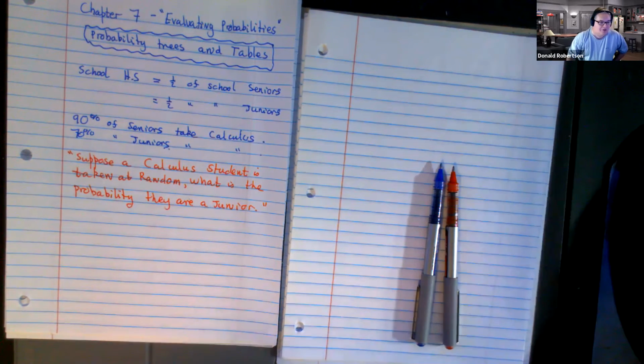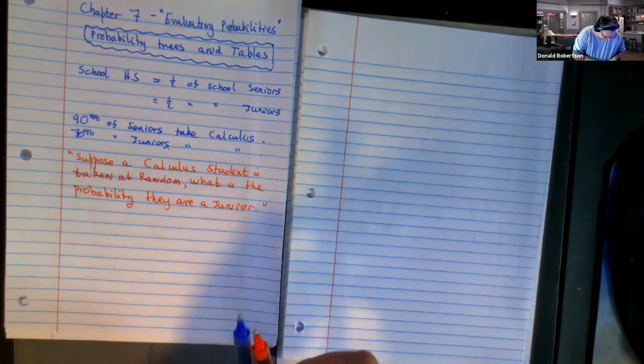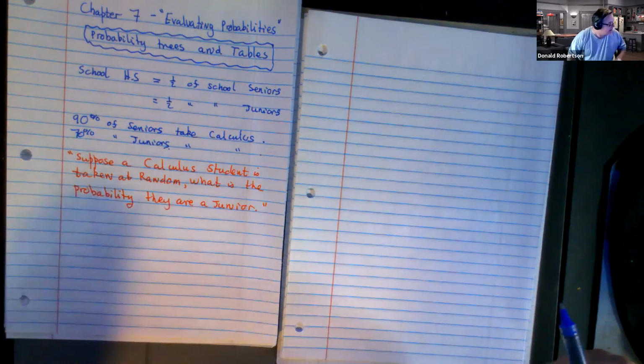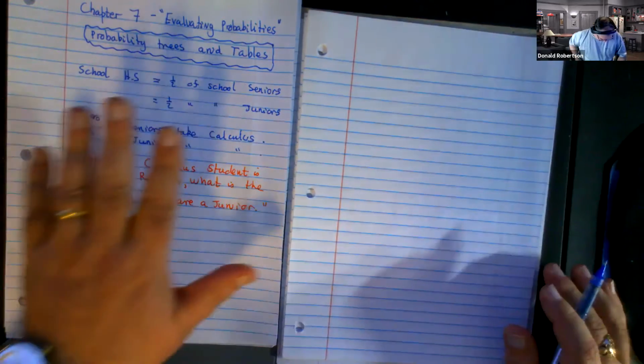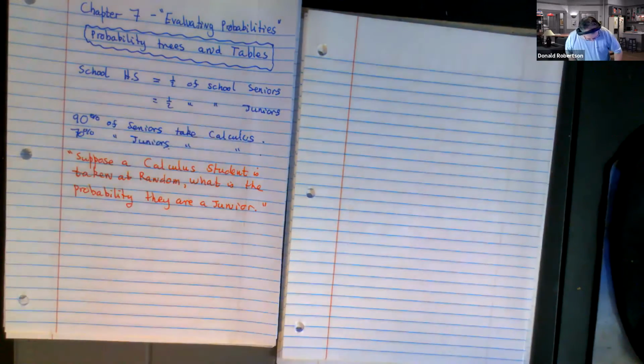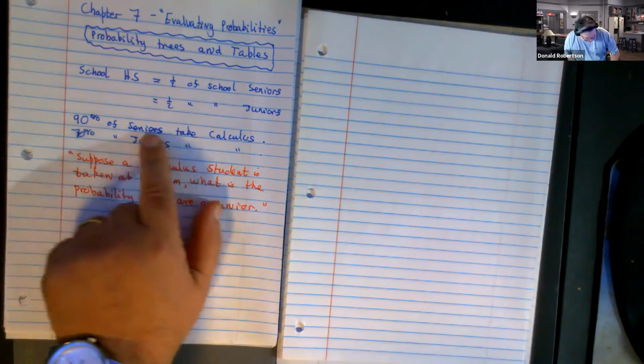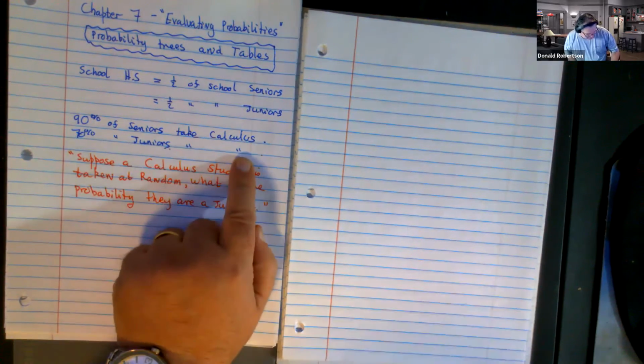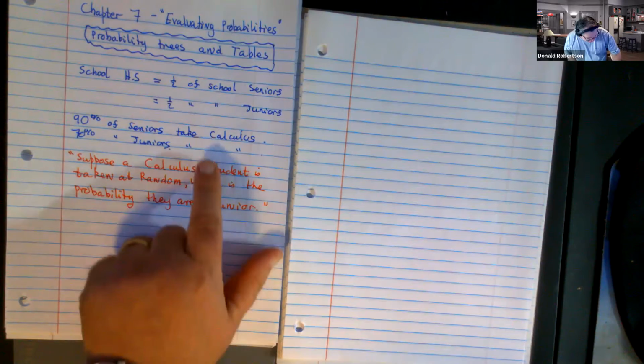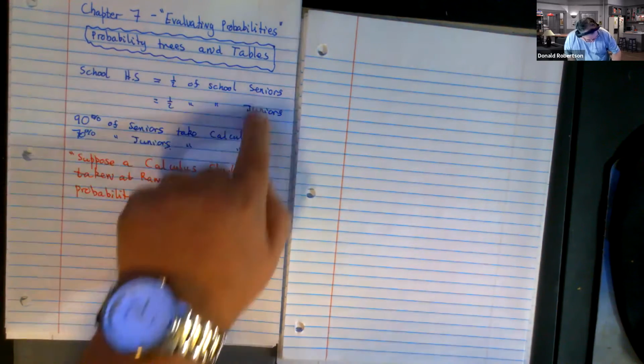We are on the last chapter and we are dealing with probability trees and tables. So essentially, I'm going to try and take you through as many examples as we can. This one is a high school. Half of them are seniors, half of them are juniors. 90% of the seniors take calculus and 70% of the juniors take calculus. And we are going to create a probability tree using all the information that's here.